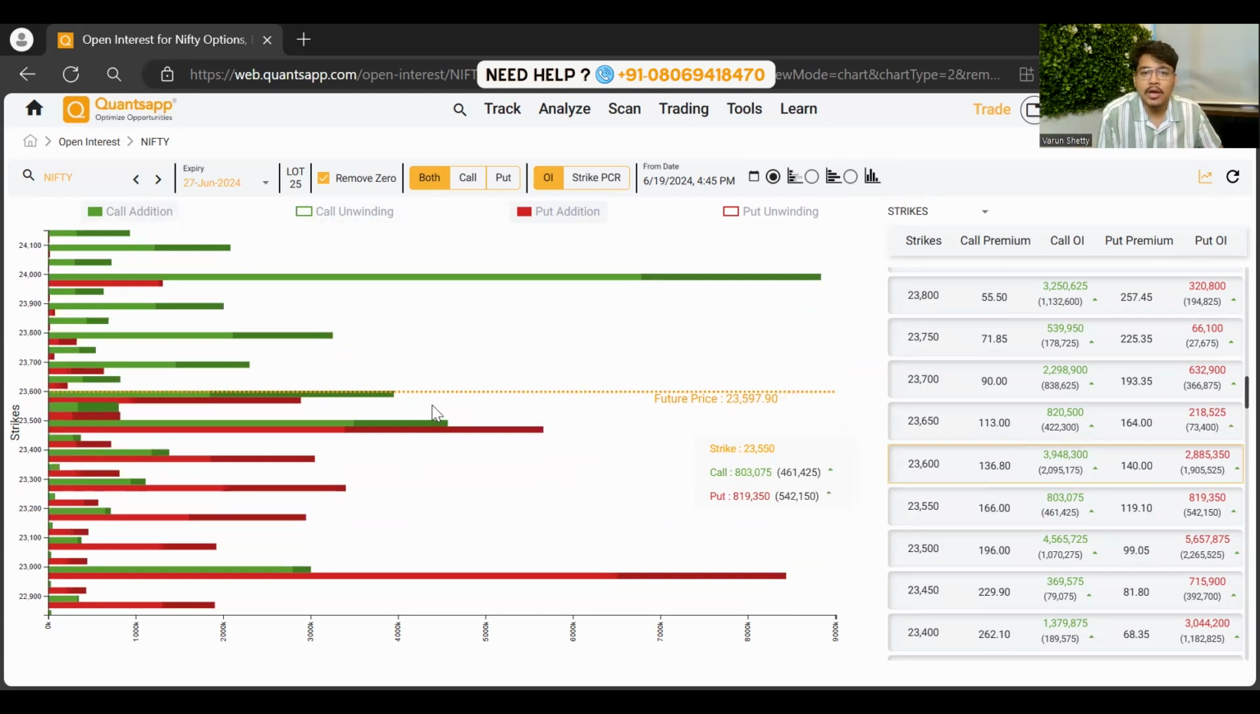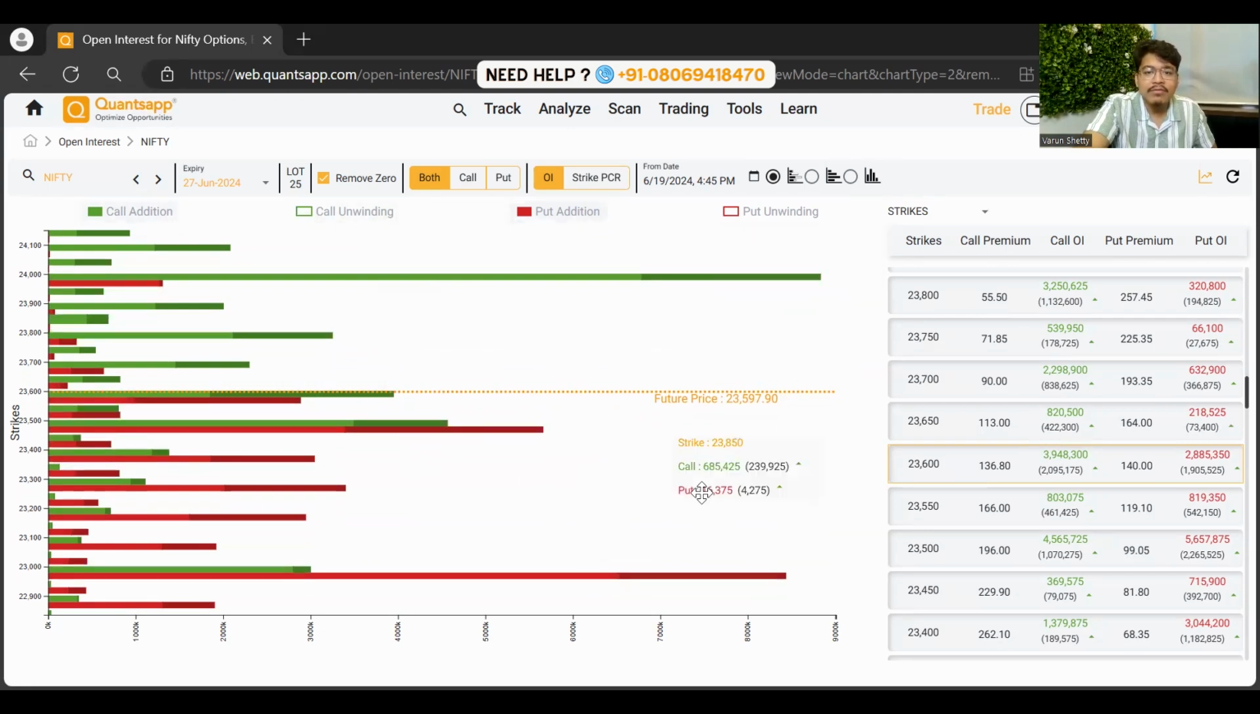So this is something that a lot of traders have loved inside Quantsapp, so you can use it as well. But how I analyze it, I will explain. Okay. So green bars are call open interest. Wherever you see a green bar, that is call open interest. Wherever you see a red bar, that is put open interest.